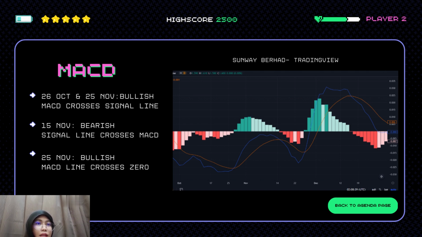This creates a downtrend movement for a short time period till 24 November and then rises back till 15 December. After that, the line crosses one more time on 25 November, creating an uptrend movement till the beginning of 2023. At this time, the MACD line has crossed over zero, which indicates a bullish trend.